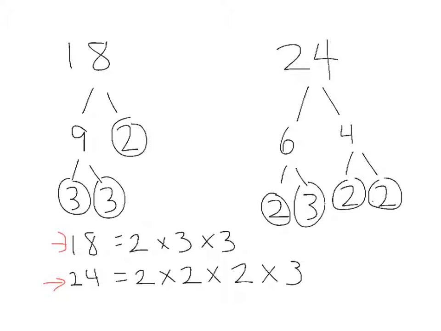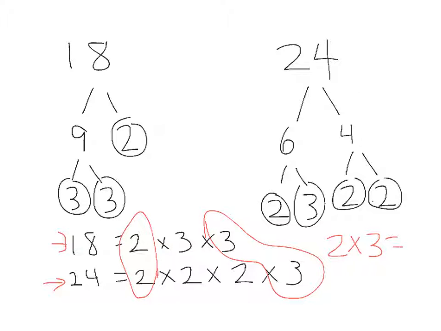Now if I break this down, I'm going to go ahead and say, okay, well I've got a 2 in common and I've got a 3 in common. So that's going to be 2 times 3. And that means that 6 is the greatest common factor of both 18 and 24. That makes sense because 6 times 3 is 18 and 6 times 4 is 24.